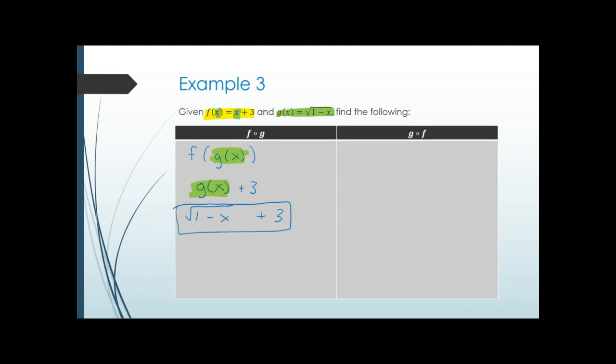Which in this case almost looks like we're adding them together, but not quite. It's not exactly the same as f of x plus g of x, but it looks sort of similar. We're replacing the x with the other function.